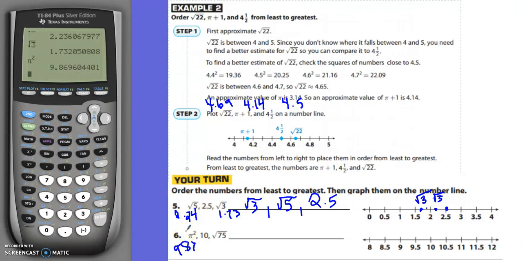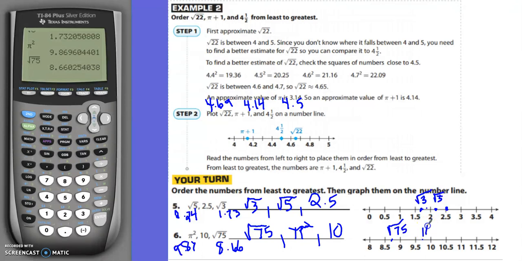Okay, then we have the whole number 10, and then the square root of 75, which is about 8.66. Okay, this one's easy. Just looking at whole numbers alone, 8 is smaller than 9 and 10. So we're going to say square root of 75, then pi squared, and then lastly 10.